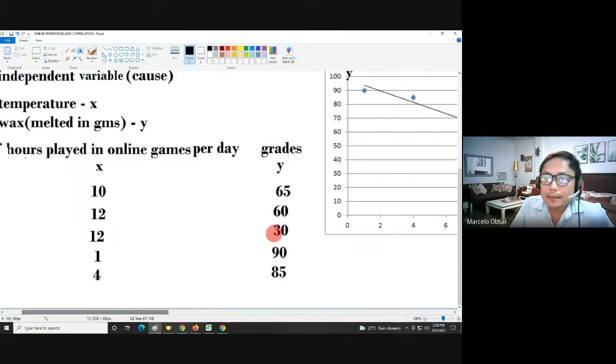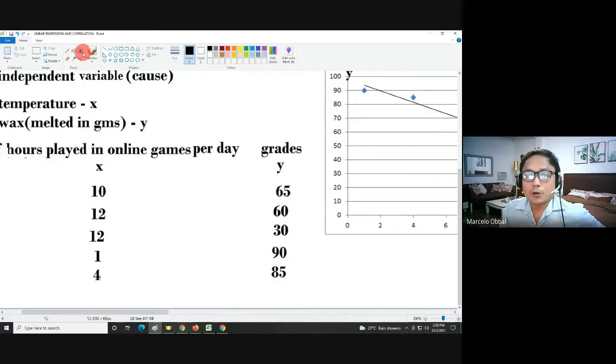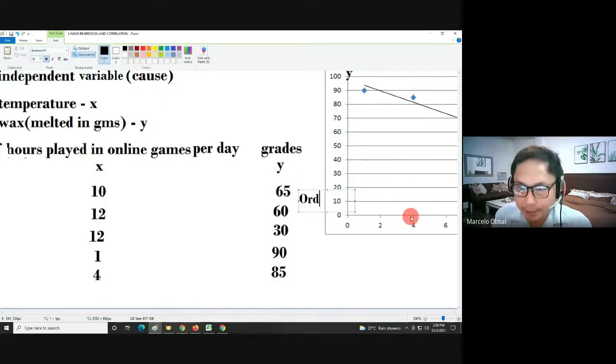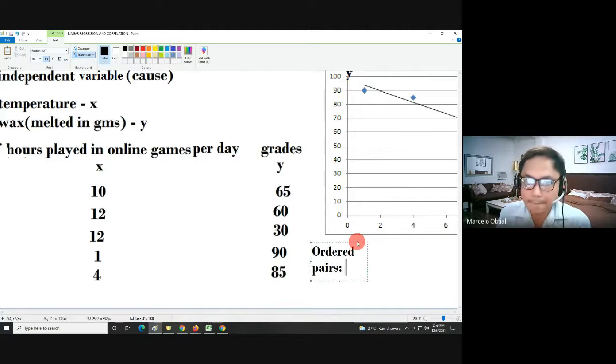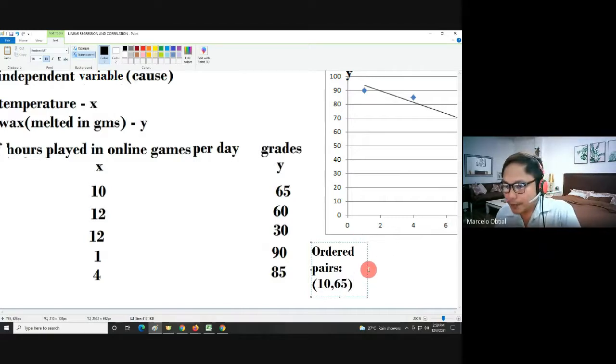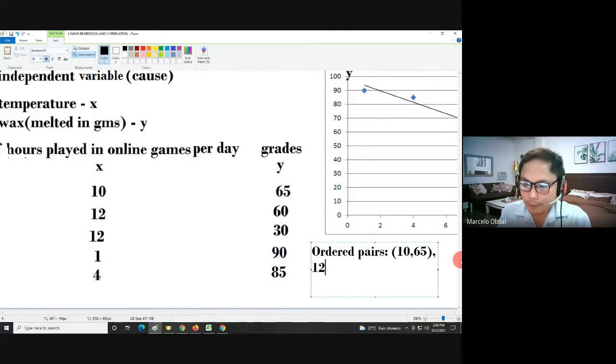Let us plot the scatter diagram. Now, how to plot the scatter diagram? You always imagine that each pair is your ordered pair. Ordered pairs. For student 1, open parenthesis 10, 65. You don't need to write this; I just want to explain, class, paano siya i-plot. Remember this in your high school? And followed by 12 and 60. Hanggang matapos natin, yung pinaka-last is 4 at saka 85. So those are your ordered pairs na yung 5.